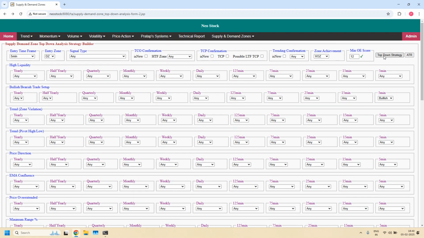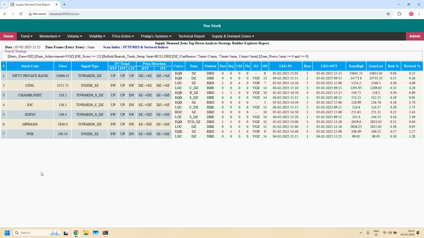With all the 3 filters enabled, we got 7 stocks. That means in all these 7 stocks, these 5 minute demand zones are overlapped with 15 minute demand zones, and again both together are overlapped with 75 minute demand zones. And the 75 minute trend is up in some of these stocks. If any of them have a 75 minute demand zone with daily EMA Confluence, they are even more high probability trade setup supported stocks.